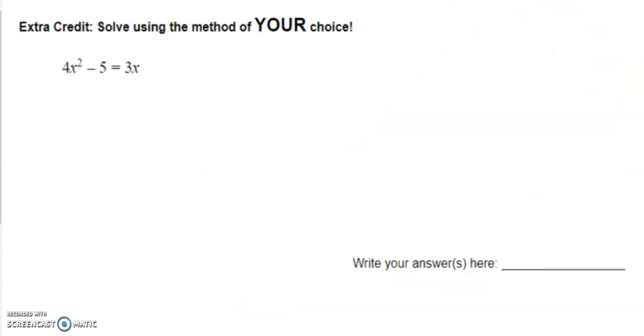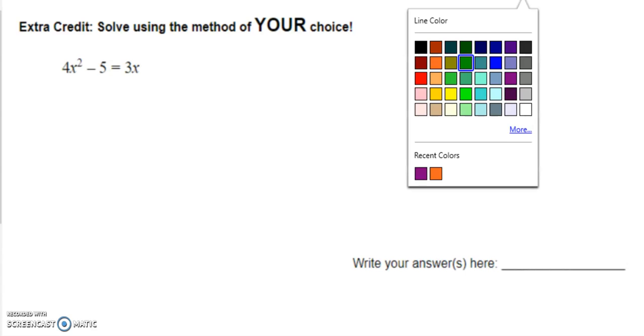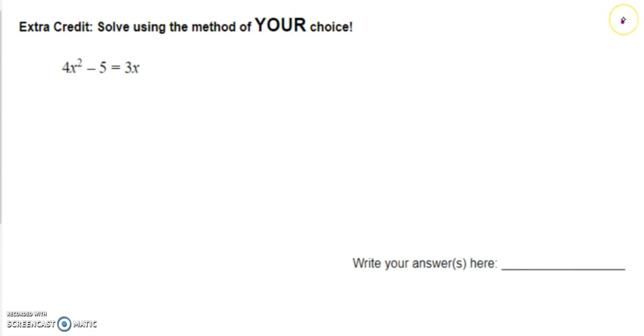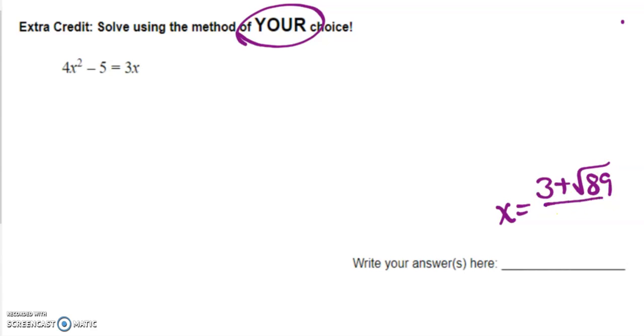All right, last one. It says extra credit because it will appear like this in extra credit for your test, right? We always write our practice test to match the real test. So for this extra credit, it says solve using your choice, which means you have to choose. You can choose any method that you want. Your final answers are going to be x equals 3 plus the square root of 89 over 8, and x equals 3 minus the square root of 89 over 8.